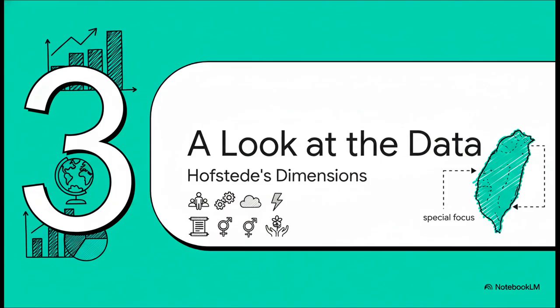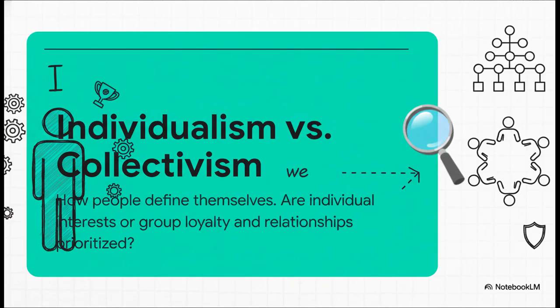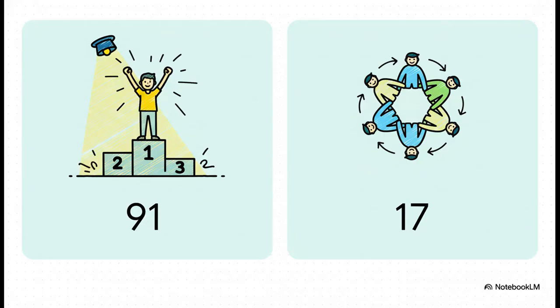And since this is for you guys, we'll take a special look at what his findings had to say about Taiwan. First up is the big one, the one everyone's heard of, individualism versus collectivism. Now, this isn't just about whether you like being alone or in a crowd. It's much deeper. It's about what a society sees as its most basic unit. Is it all about the I, or is it all about the we? In really individualistic cultures, your personal achievements and what you do are what define you. But in collectivistic cultures, your identity is tied much more to the groups you belong to, your family, your company, your community.